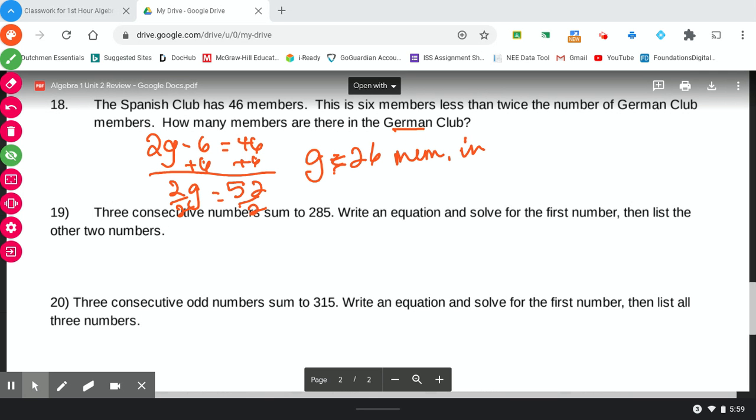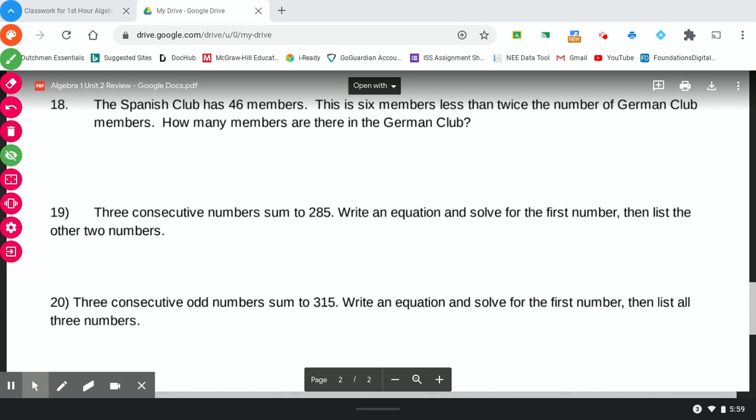Members in German club: 26. All right, let's clear this. We have room. This one talks about 3 consecutive numbers. So remember, if we have 3 consecutive numbers, let's say 11, 12, and 13, well, to go from 11 to 12, we add 1, right? And to go from 11 to 13, we add 2, right?